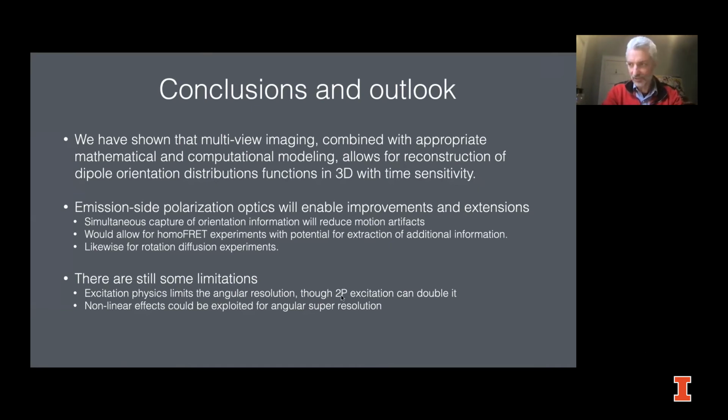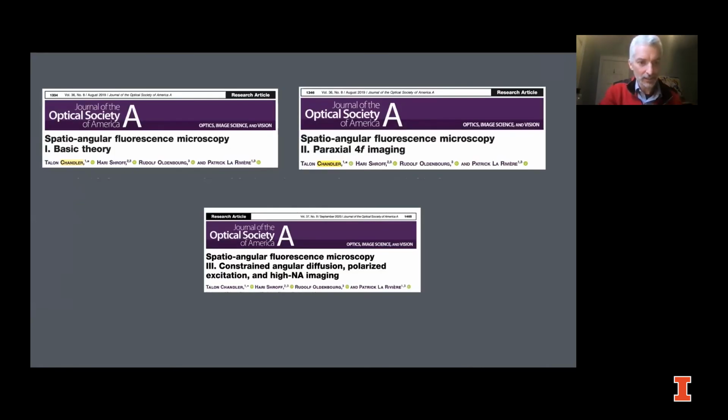But 2-photon excitation could potentially double that. So that might be something to look at. And then you could also potentially look at nonlinear effects to further improve angular resolution. And yeah, I think that's it.